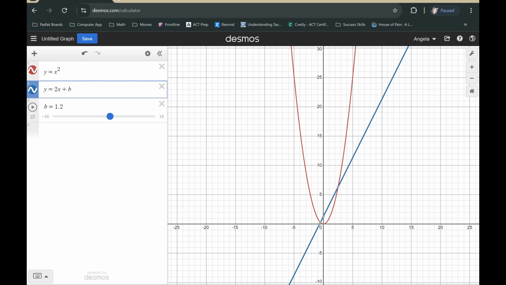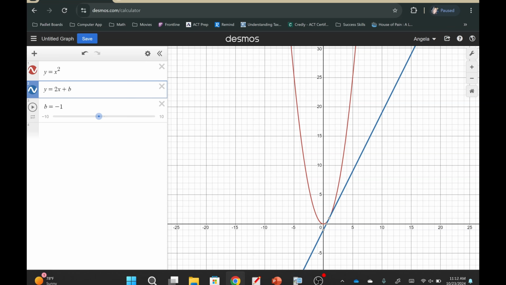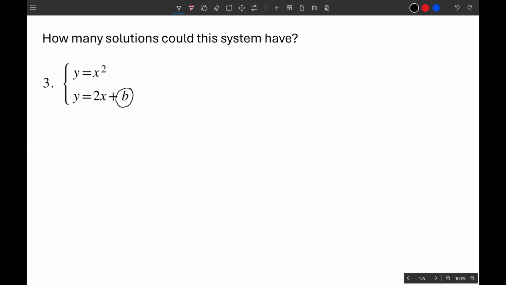So I can see that when b is negative 1, it looks like we are grazing right here at this one point, the point (1, 1). So to get one solution, my b value would have to be negative 1. So when b equals negative 1, there is one solution.